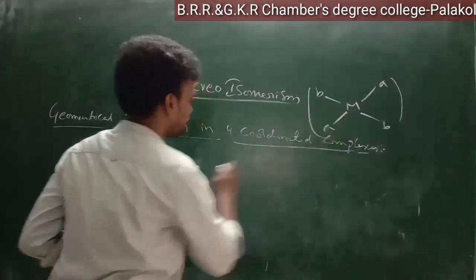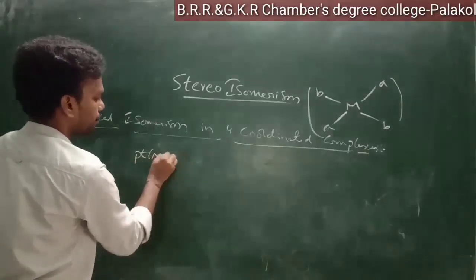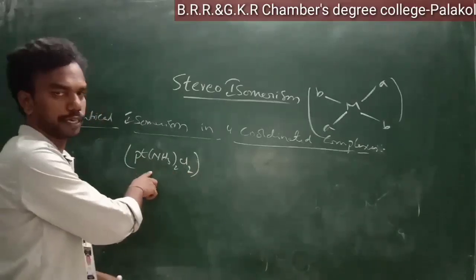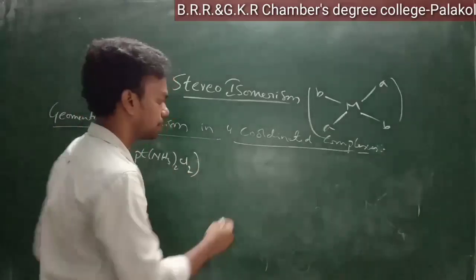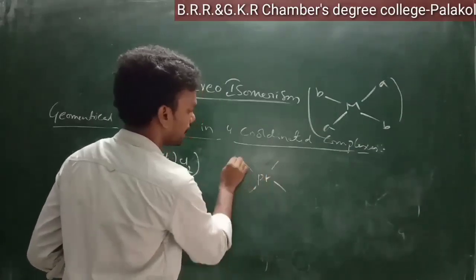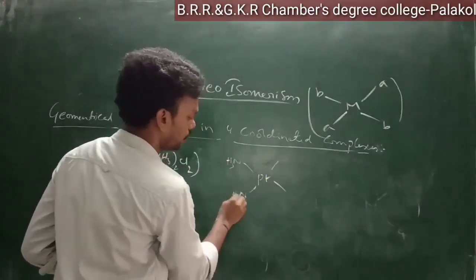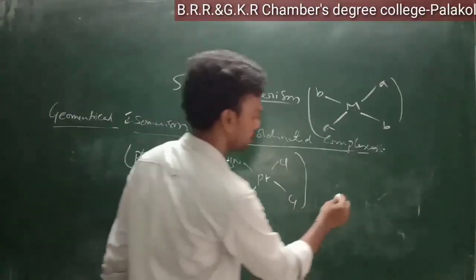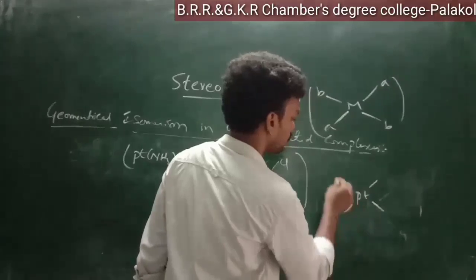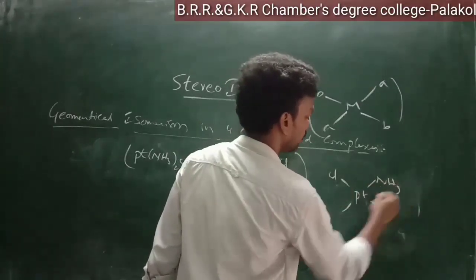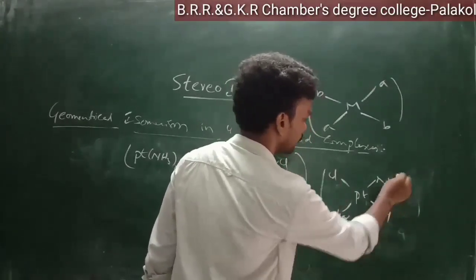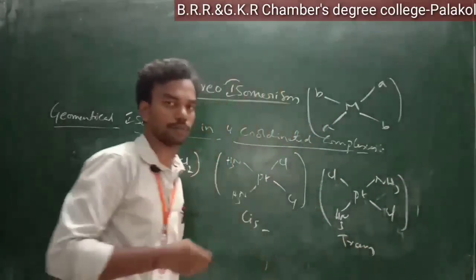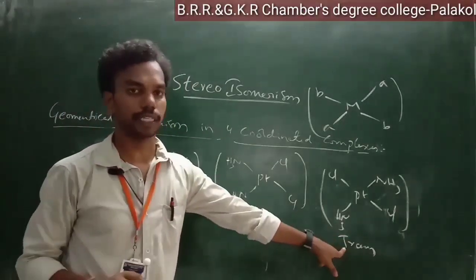So example of this complex is Pt(NH3)2Cl2. Okay, so this complex exists in a cis isomer and trans isomer, that is platinum NH3 Cl. So this is cis complex, cis isomer, and platinum Cl NH3. Okay, this is trans isomer. Okay, cis isomer and trans isomer.